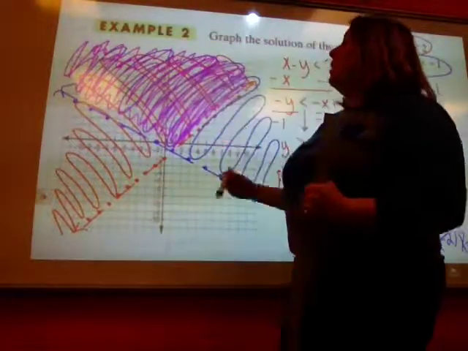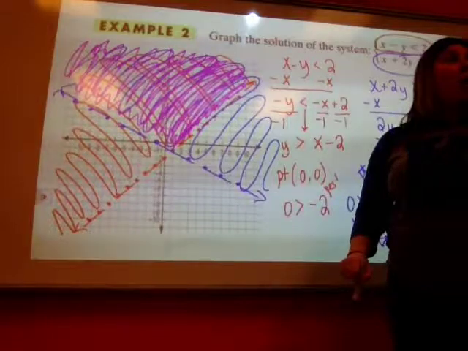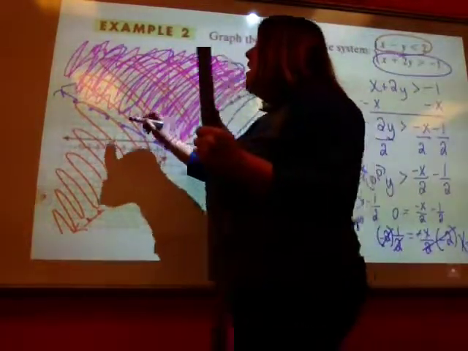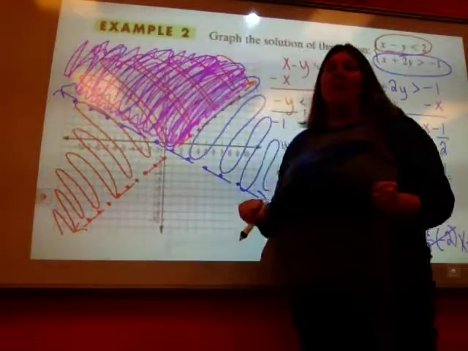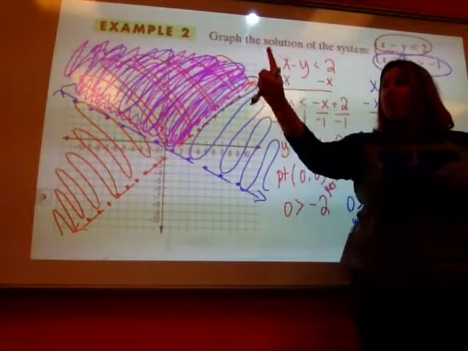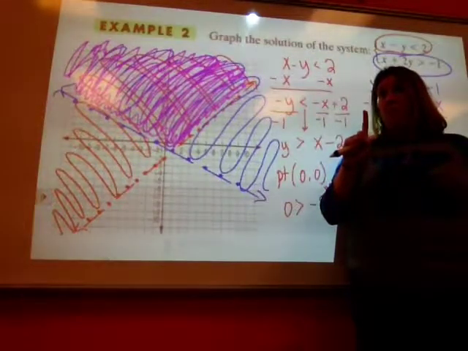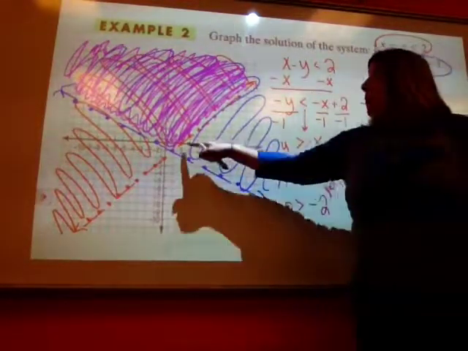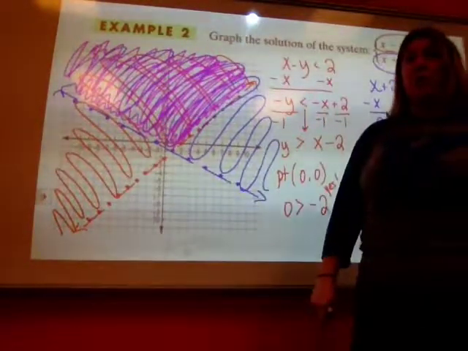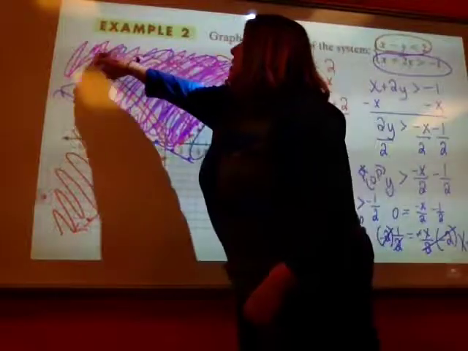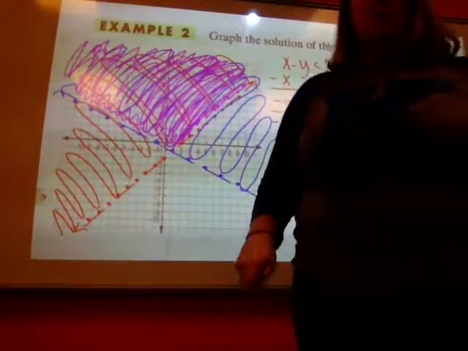Now, are the points on my boundary line solutions? No. Why are they not solutions this time? Because they're dashed lines. If they were solid lines, they're solutions. If they're dashed lines, they're not solutions. Okay? So my boundary line points are not solutions. It's just the points within this region. Everybody okay with that? Yes or maybe?